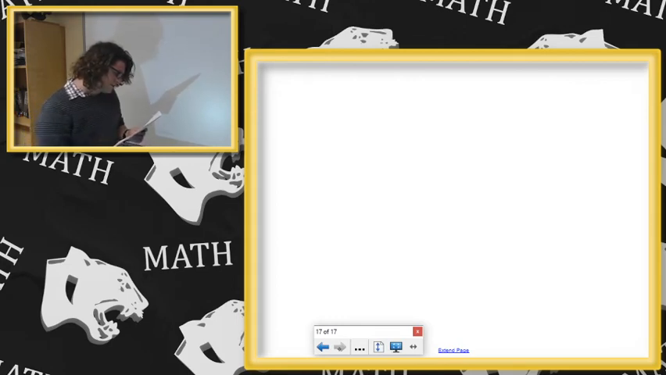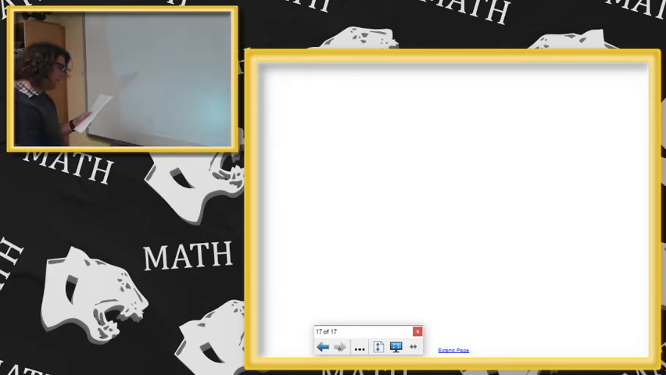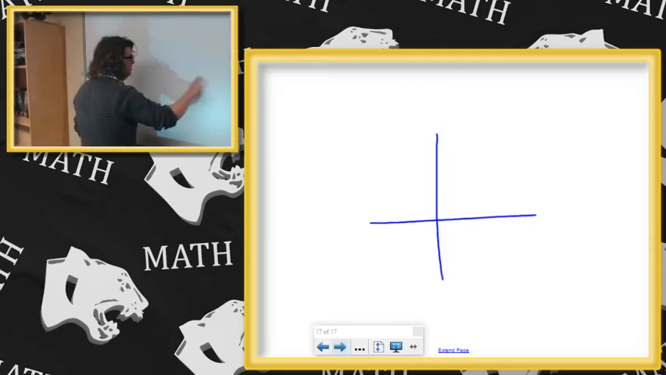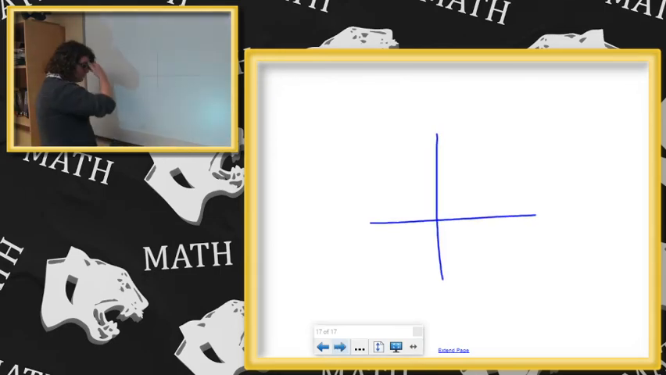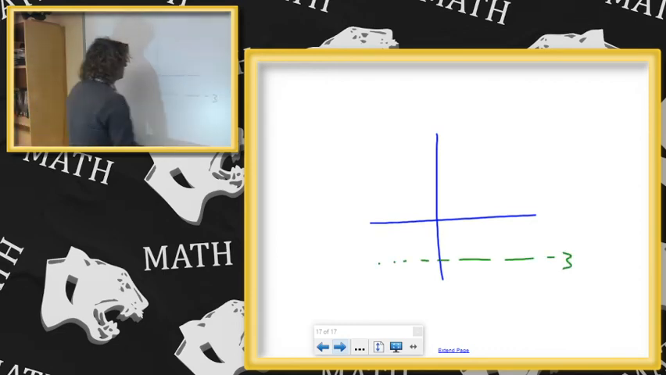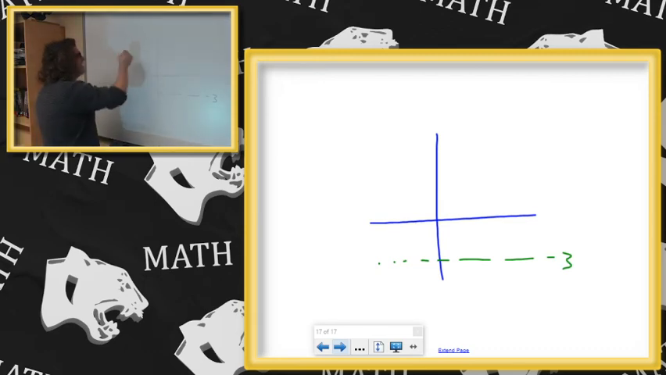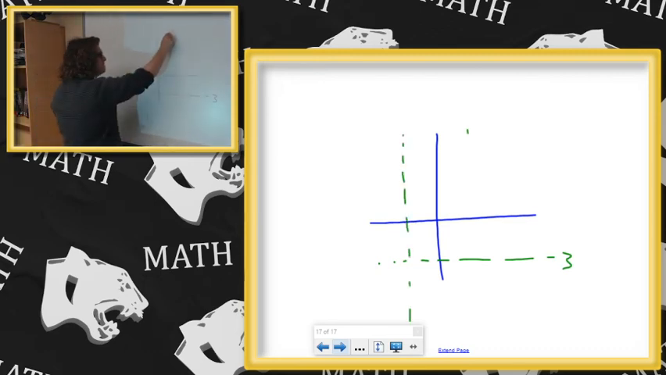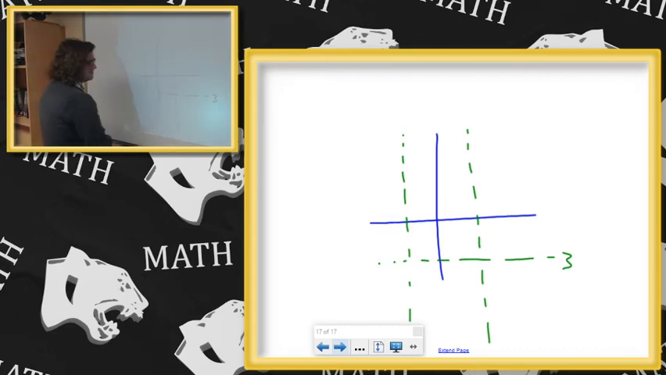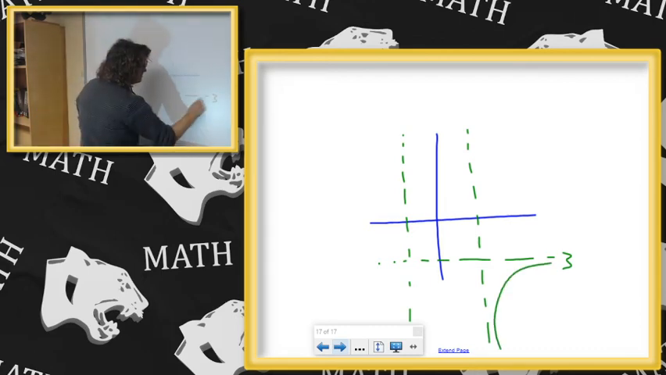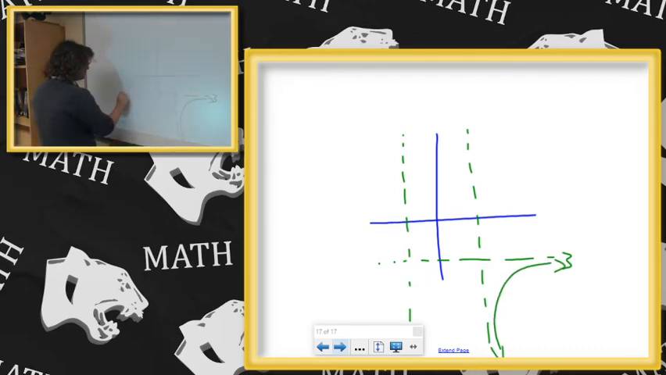For B, it says on a set of axes indicate the asymptotes and sketch a possible graph. Oh, I cheated. So it's basically saying do a really quick example of what this thing could look like because of the asymptotes. So at -3, it's got to follow along that. And then at -2, +2, you got stuff like that. So you're probably looking at, it's got to follow along those.